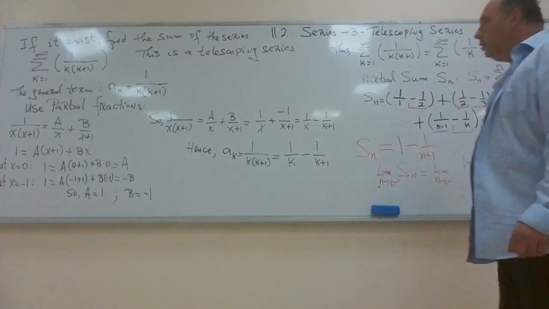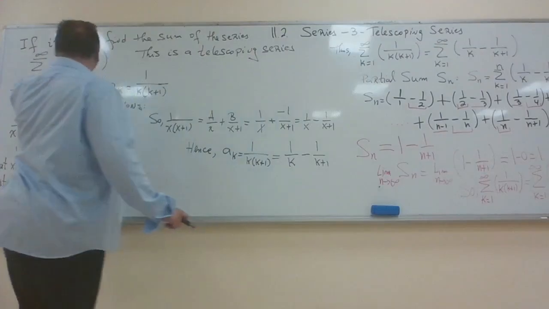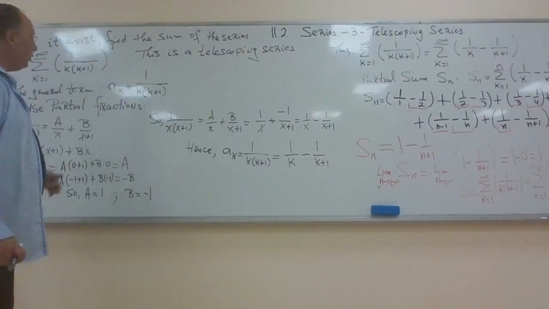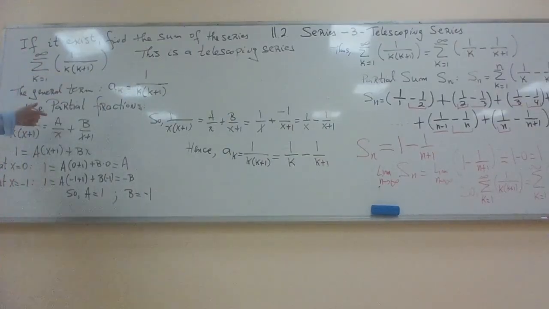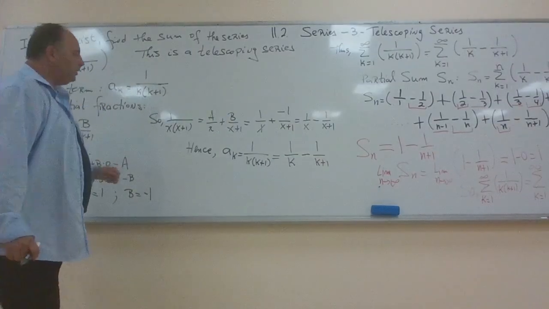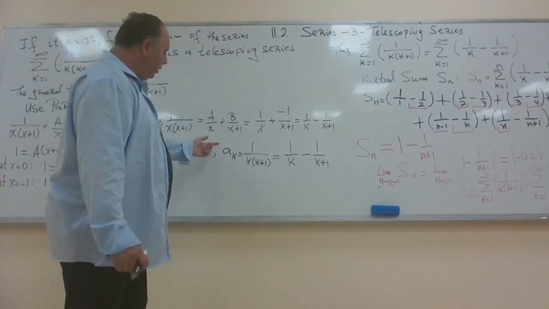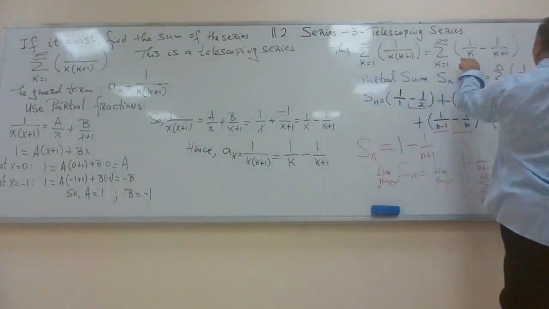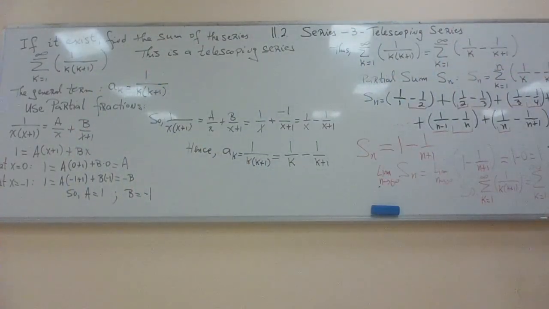So again, the expression looks a little bit complicated. Then we realized that actually we could use partial fractions to split it in two pieces, and then we find the coefficients and we replace the general term by the split piece, and then we expand essentially the partial sum Sn. So from 1 to n, we write it out to see who will survive.